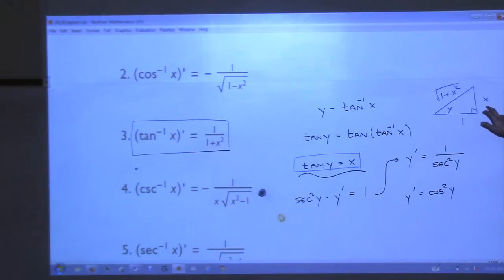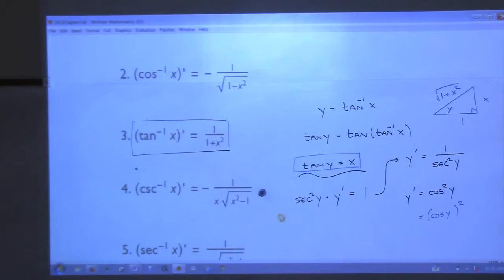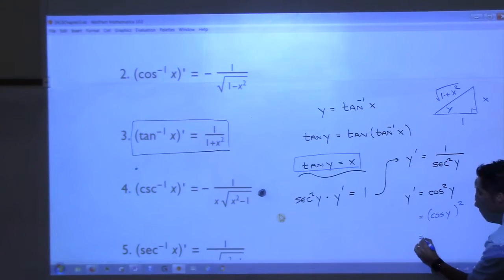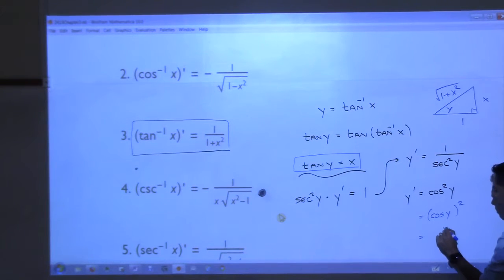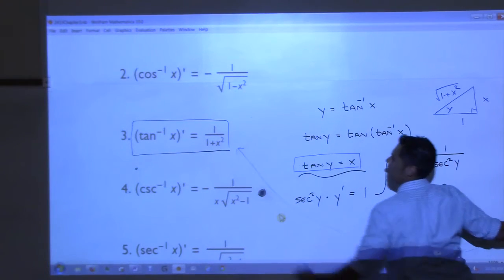If I give you two sides of a right triangle, we can always solve for the third side, or the hypotenuse here, right? So take a look at this formula here. This is cosine of y squared. What's cosine of y? Adjacent over hypotenuse. But all of that squared. And when you square that, what do you get? You get that.